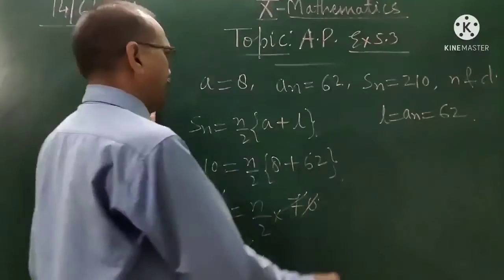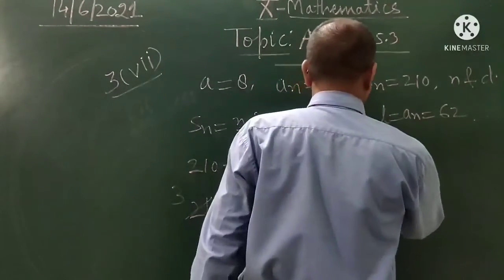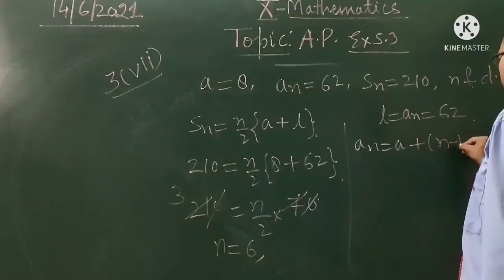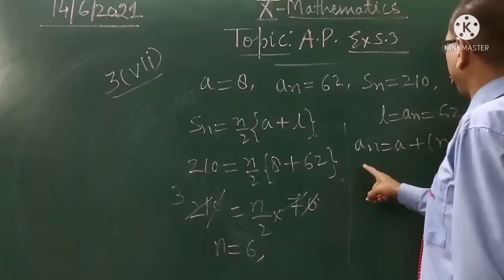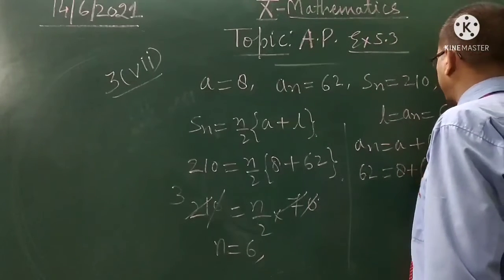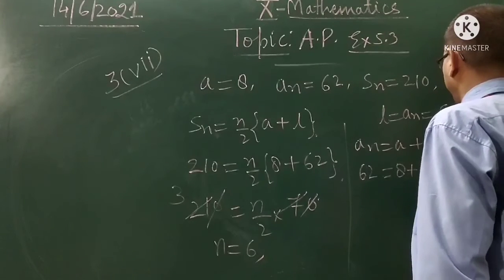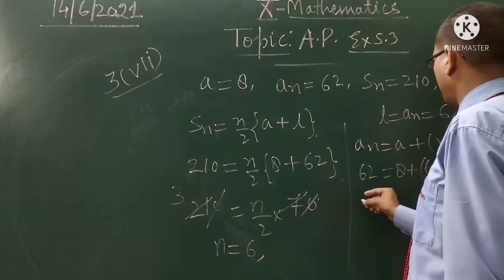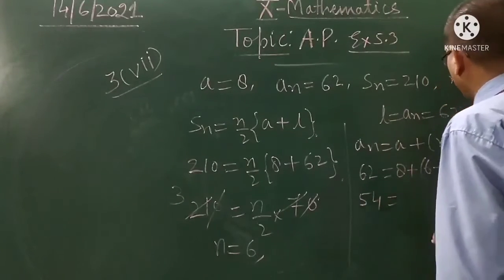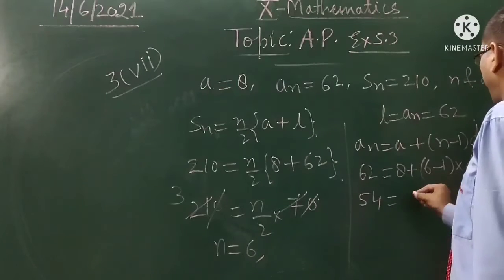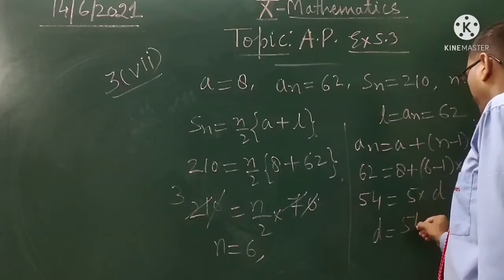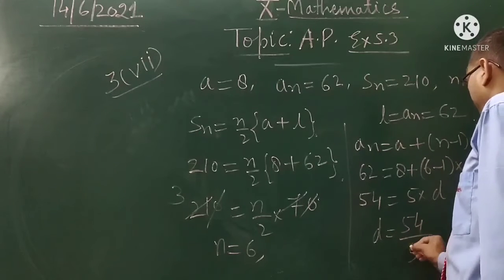Now an equal to a plus n minus 1 into d. An is 62. A equal to 2 plus n is 6 minus 1 into d. It is 60 equals 5 into d. So d equal to 60 upon 5.